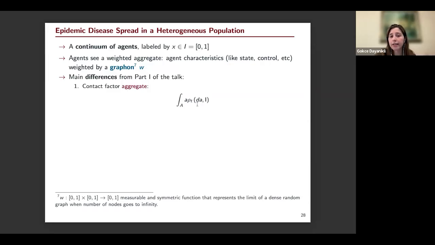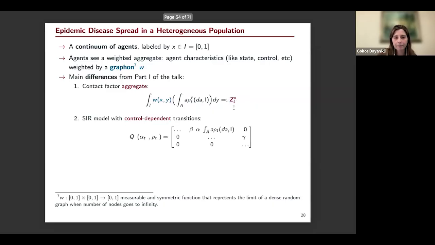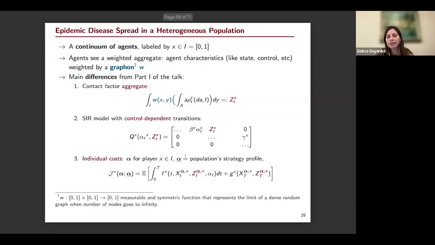Then our aggregate, which was the expected contact factor of the infected people, is going to be changed to introduce these weights between the specific agent X and every other agent. So now we are not going to be looking at a representative player. We are going to be looking at agent X, and agent X is going to have their own aggregate that is shown with Z_t^X. And then previously we had this transition rate matrix. In the current case, we are going to have an agent-specific beta, an agent-specific contact factor control, and this part is going to be the new aggregate, as you see here. So we are adding further heterogeneities. And finally, the costs are going to be individual costs also. You can have different cost coefficients, different cost forms.